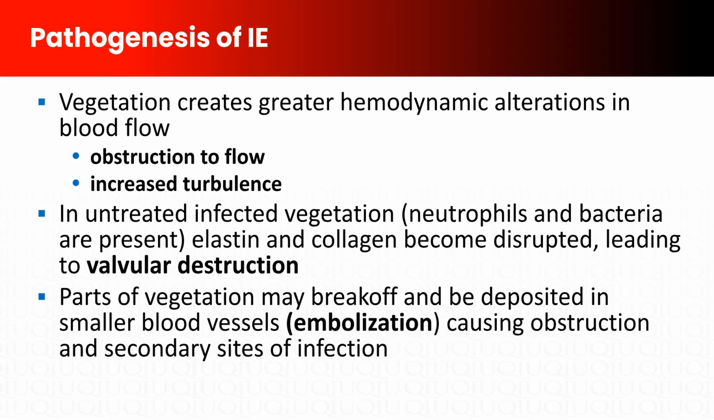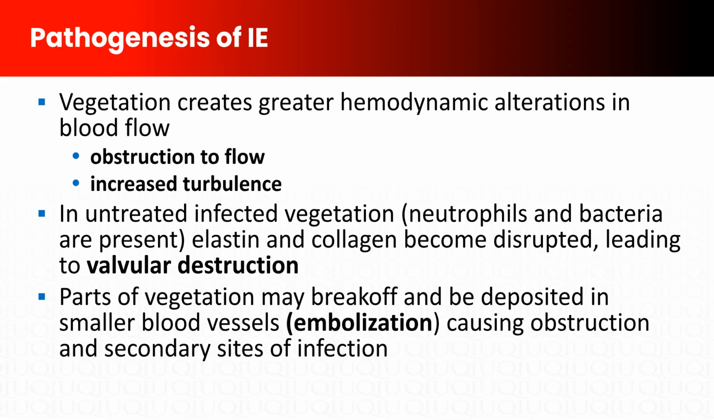Second, if the infected vegetation goes untreated, progressive tissue destruction occurs. Neutrophils attempting to fight the infection release enzymes. Bacteria produce toxins and enzymes. Together, these factors disrupt elastin and collagen, the structural proteins of the valve. This leads to valvular destruction. When valves are destroyed, they can't function properly. Regurgitation occurs. Blood flows backward through the damaged valve. This causes heart failure symptoms, like shortness of breath, which we saw in our case patient from Part 1.